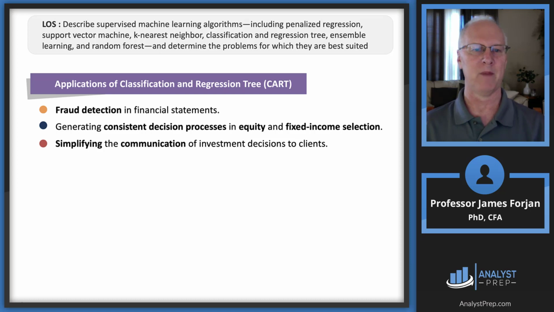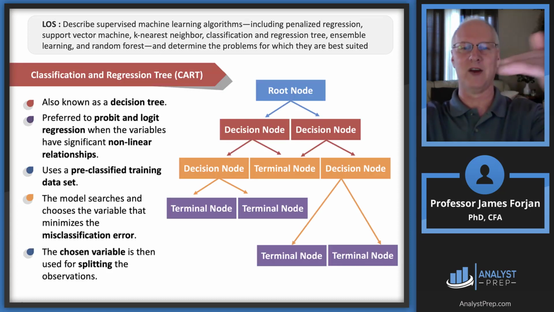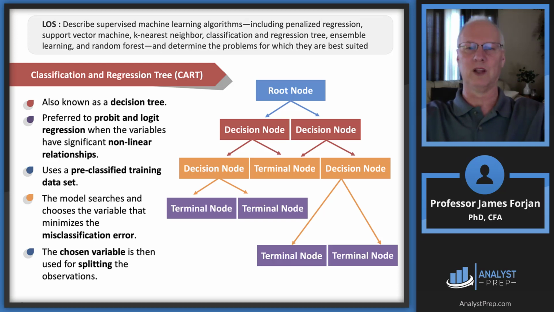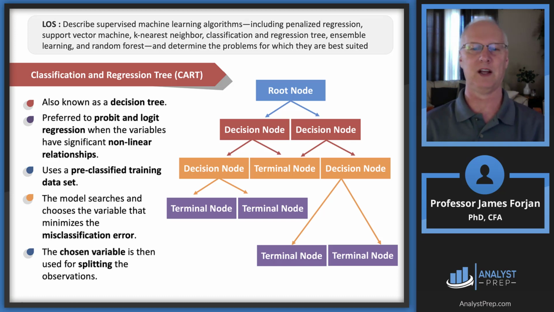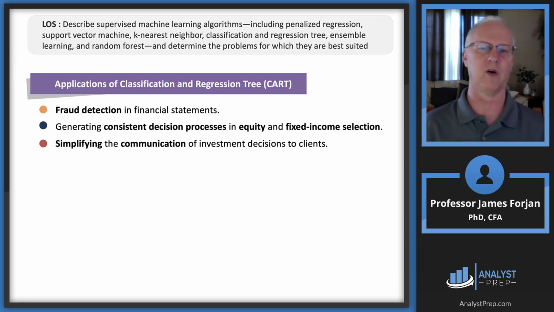And then how about that middle blue bullet point? Generates consistent decision process in equity and fixed income selection. Oh my gosh, let me go back here to that note. So my example was a relatively simple one, right? Dividend increasing firms. And we want to try to identify which of those dividend increasing firms are going to be relevant for our individual clients.